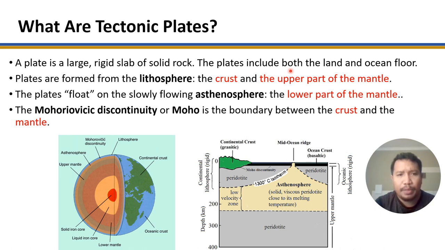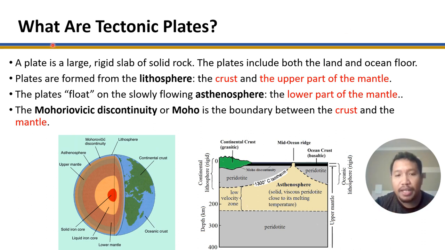The question is, what are tectonic plates? A tectonic plate is a large rigid slab of solid rock. Tectonic plates are basically a massive piece of the Earth's crust and uppermost mantle. As you know, they are made up of both thin oceanic crust and thicker continental crust. So plates are formed from the lithosphere, which is the crust and the uppermost part of the mantle. As we discussed earlier, the lithosphere is the rigid outer layer of the Earth, made up of the crust and uppermost mantle, that is divided into tectonic plates.